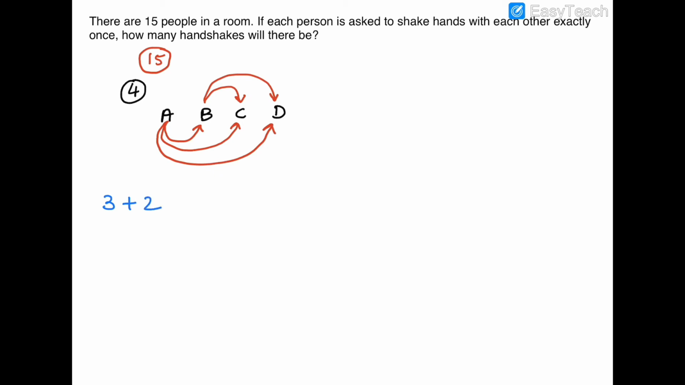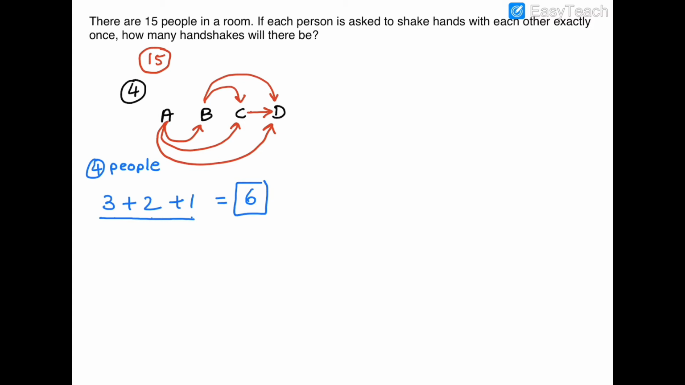Let's go to the last one, and that will be C shaking hands with D, and there is only one handshake there. As you can see, the total number of handshakes sums up to 3 plus 2 plus 1, and that's 6. So for a total of 4 people, we see that there are 6 handshakes, and that comes as a sum of 3 plus 2 plus 1.